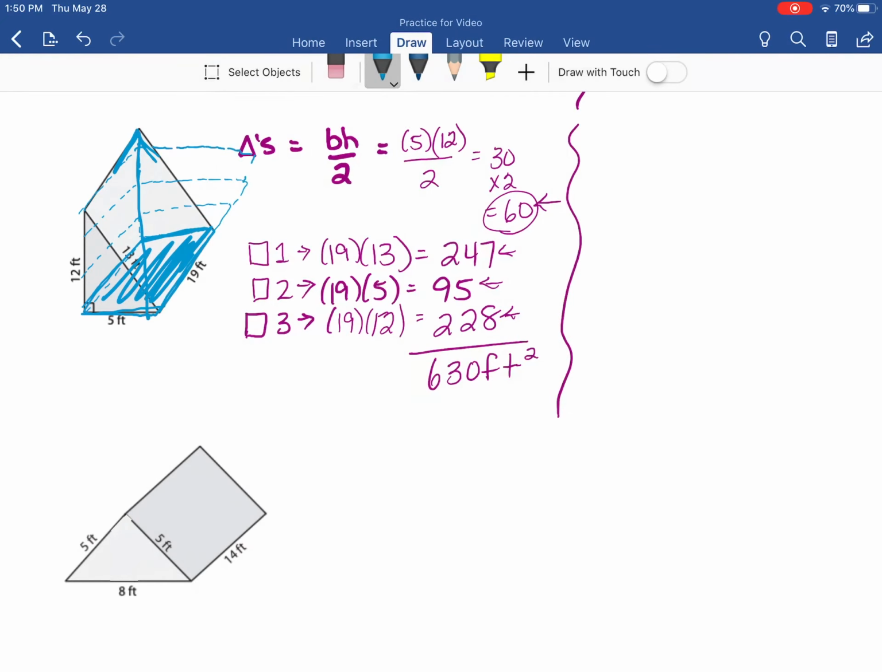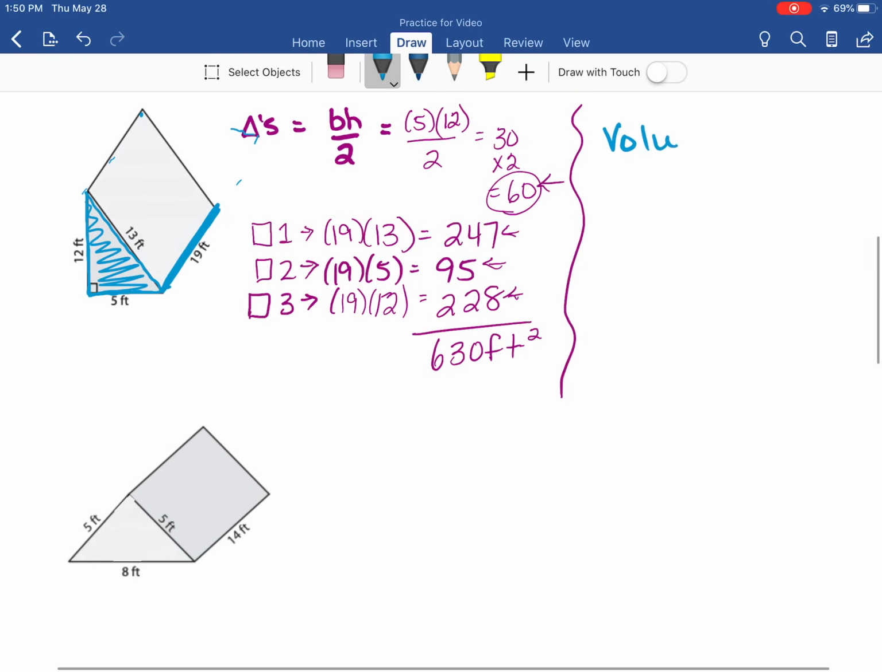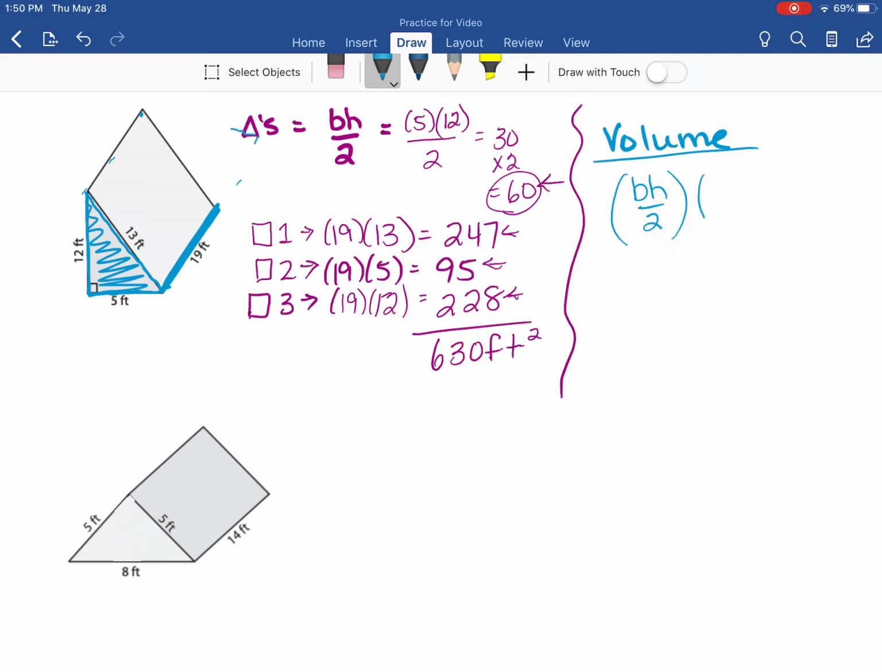So you have to think about this as if we tip it over on its side. The shape that holds for the entire time as you move up is this triangular shape. So our bottom shape is actually a triangle, and it maintains that shape for the height of 19. So for volume, our base shape is a triangle, base times height divided by 2, and then we're going to multiply that by the height of the prism.